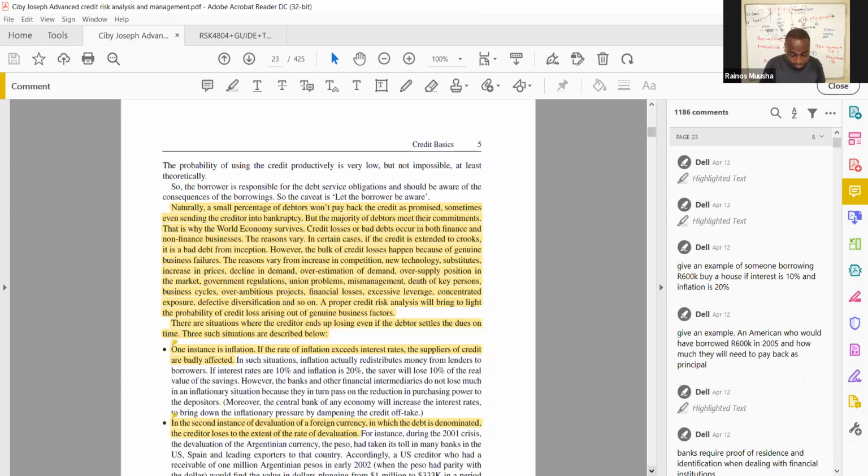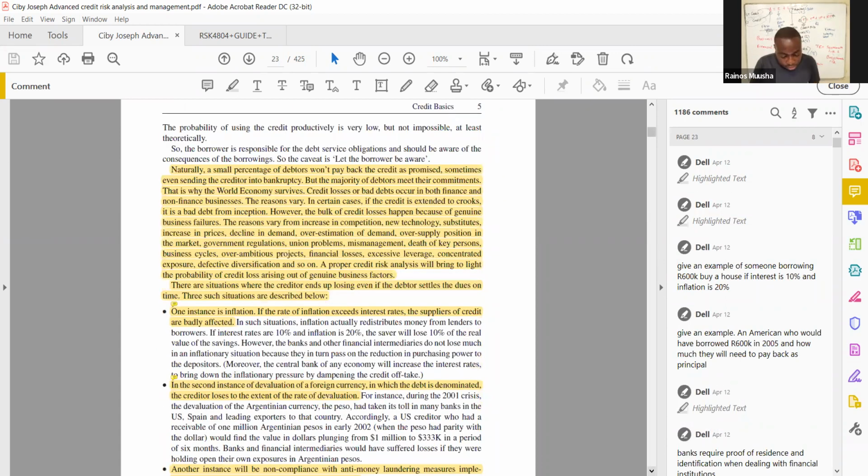Then on page number 5, they say, naturally, a small percentage of debtors won't pay back the credit as promised, sometimes even sending the creditor into bankruptcy. But the majority of debtors meet their commitments. That is why the world economy survives. Credit losses or bad debts occur in both finance and non-finance businesses.